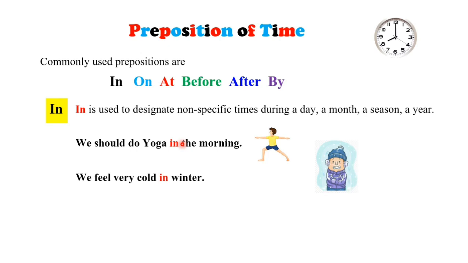We feel very cold in winter. So winter is the name of the season, and in is used before that. Why? Because winter time starts at different times in several countries. In India, it generally starts from the month of December to January or February. It remains like this. So at any time we feel very cold in the winter.